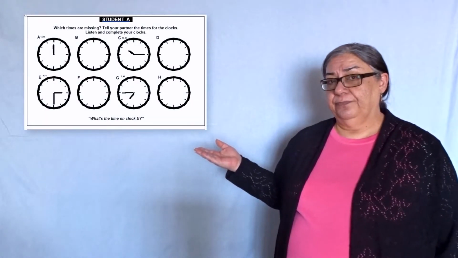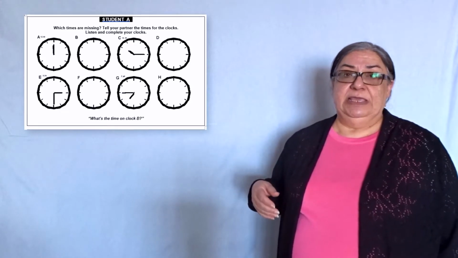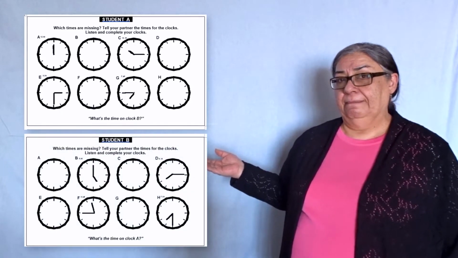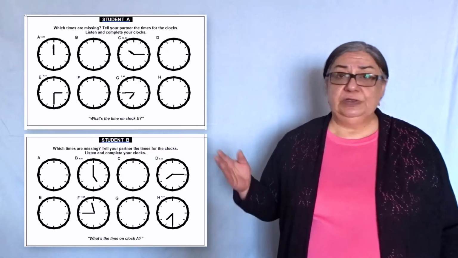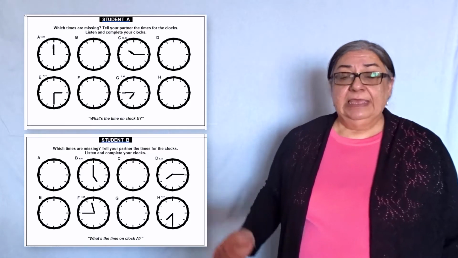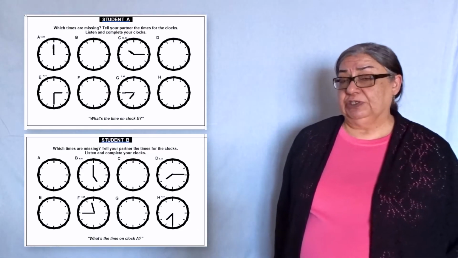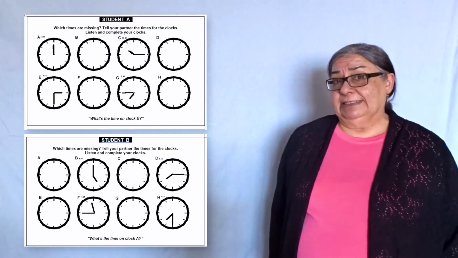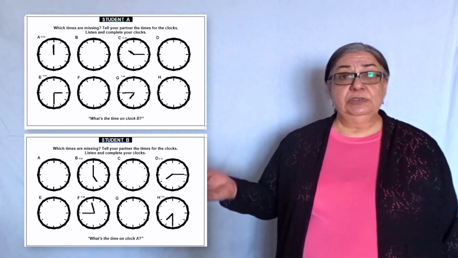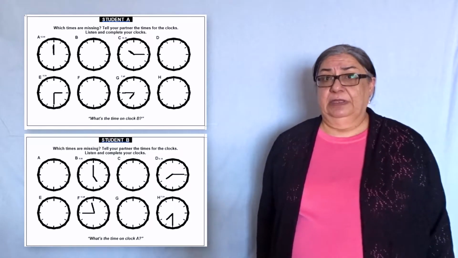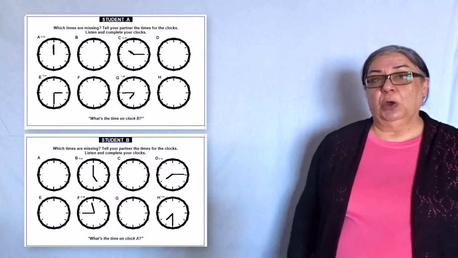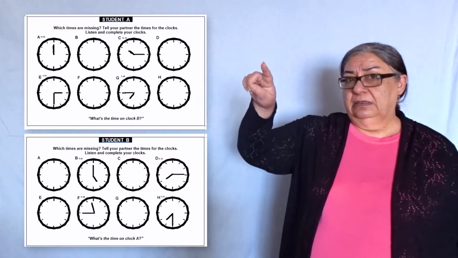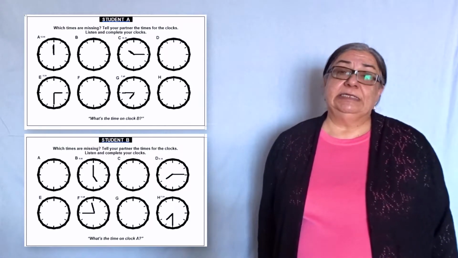Student A will have this card. Student B will have this one. As you can see, what student A knows, student B doesn't. So student B will ask for the first clock. What time is it? What's the time? Student A will answer, 12. It's 12 o'clock. So student B needs to draw the clock face, okay, showing the right time.